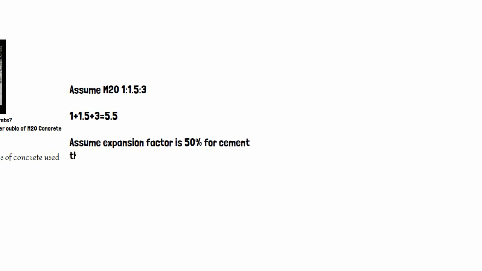Assume M20, that is 1 to 1.5 to 3. Summing up the numbers in the ratio, you get a summation of 5.5. That is 1 plus 1.5 plus 3. Assume an expansion factor of 50% for cement. This implies that the concrete will have a shrinkage ratio of 1.5.